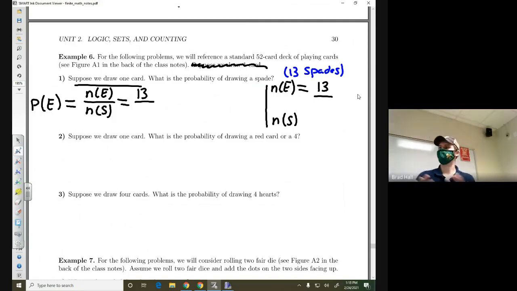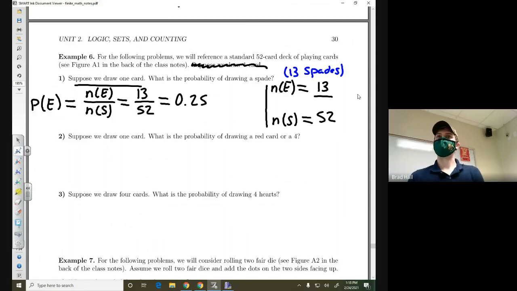Now the sample says, ignore the stuff about spades, it's too specific. Now we're just drawing a regular card. How many options do we have? It's the 52. No more talk about spades, just no restrictions at all. So naturally, that's going to be 0.25 because spades are a fourth of a deck of playing cards. So that makes sense intuitively. We have a 25% chance of drawing something that takes up 25% of the deck. That's the first part.